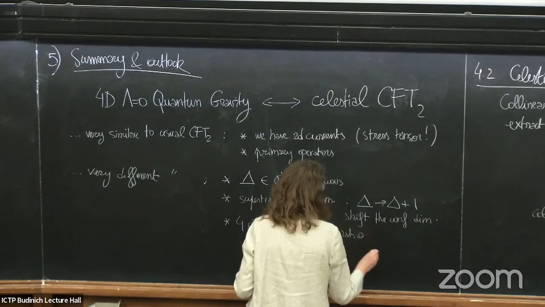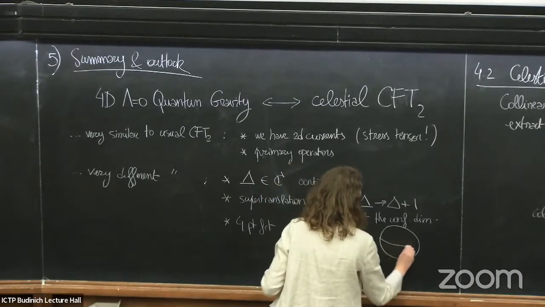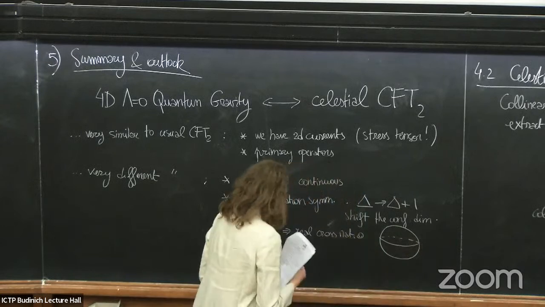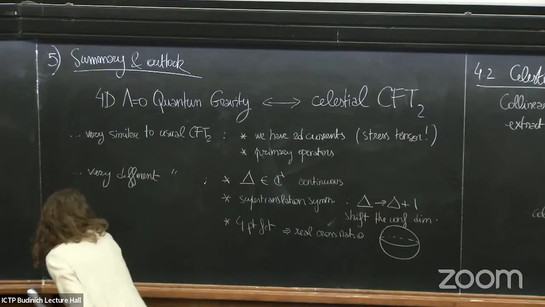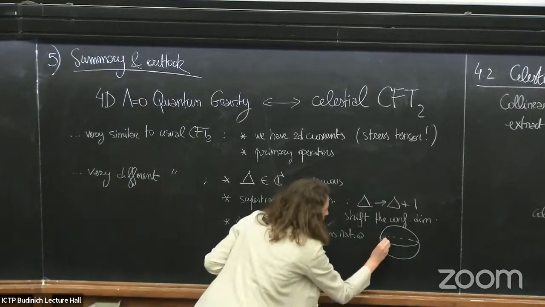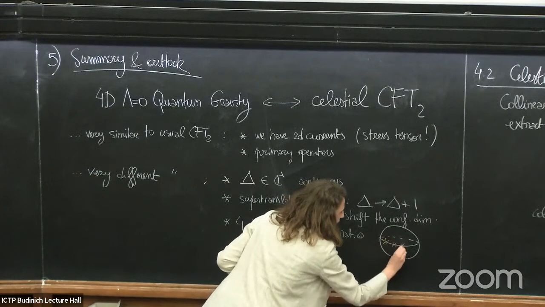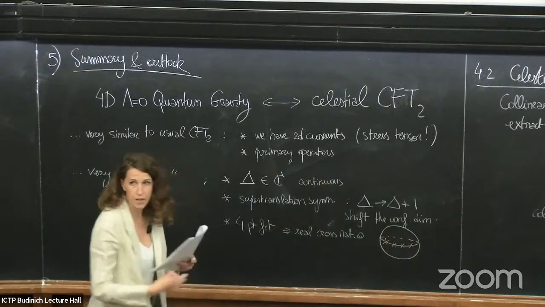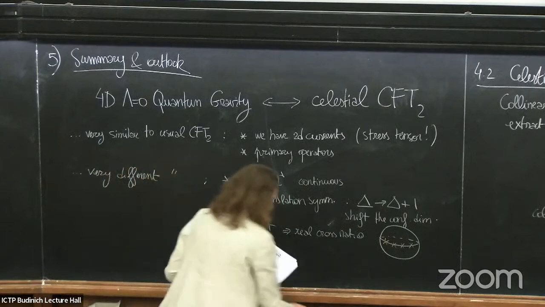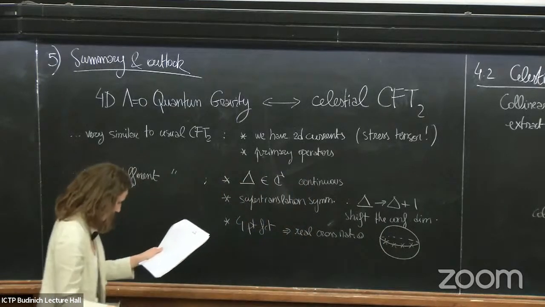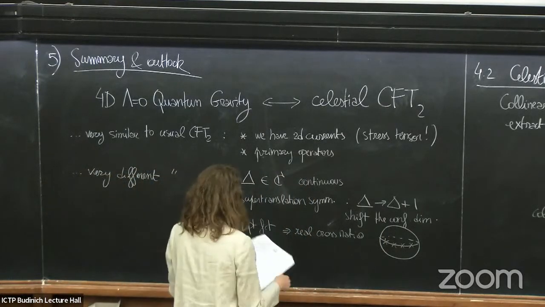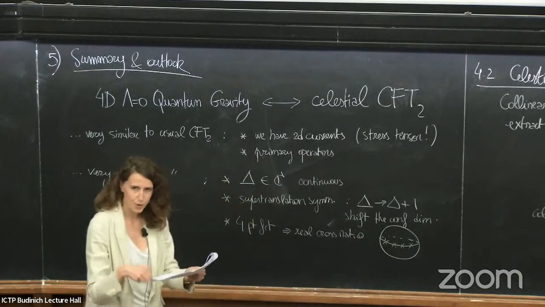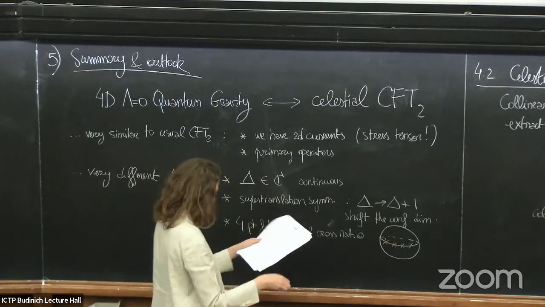and all the points are actually forced to be inserted. This is just a constraint from kinematics. They are forced to lie on the equator of the celestial sphere. Just a constraint from kinematics. And this is something that we don't have in a usual local unitary 2D CFT.